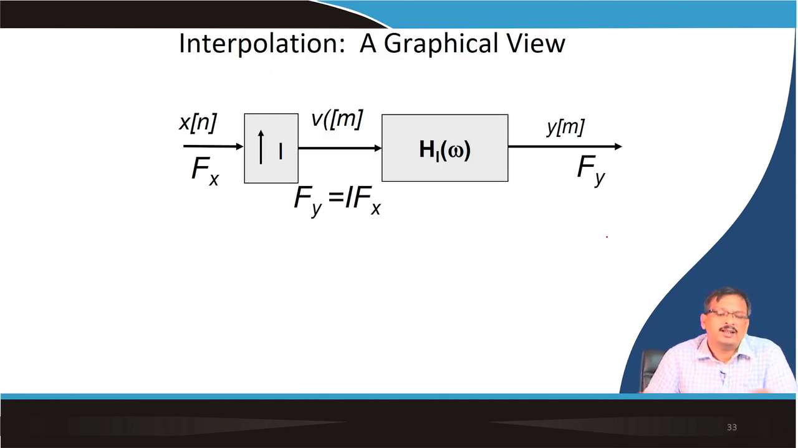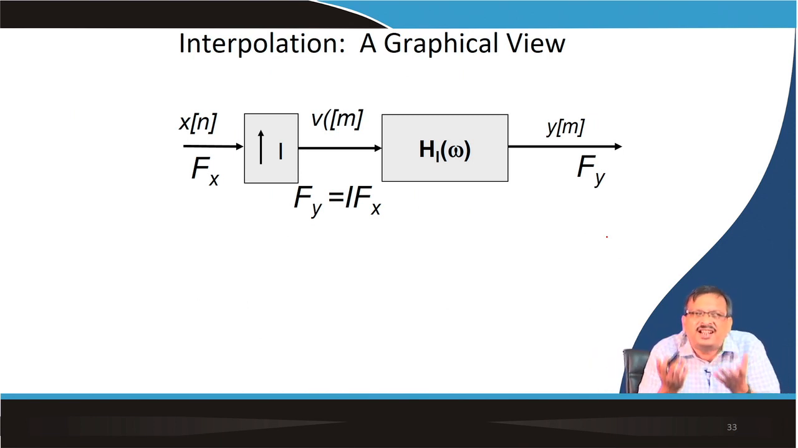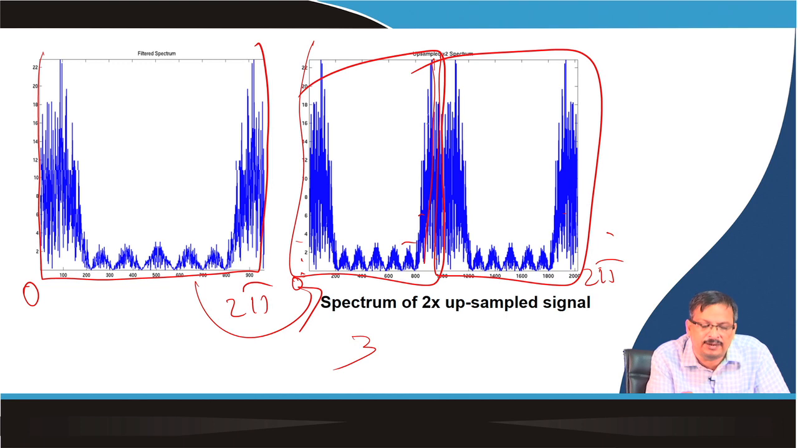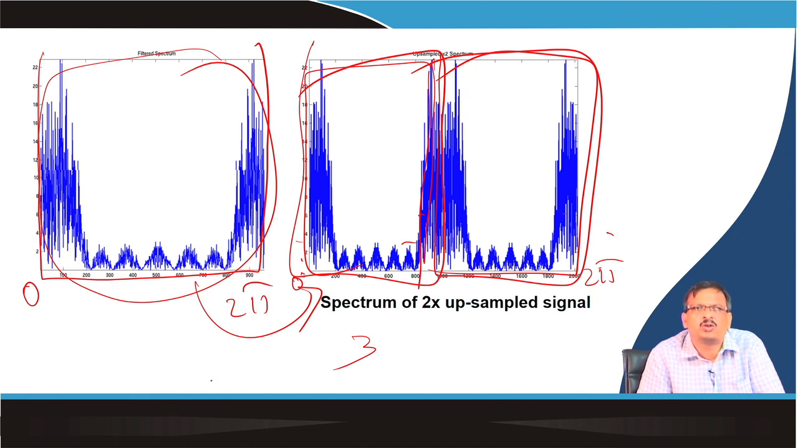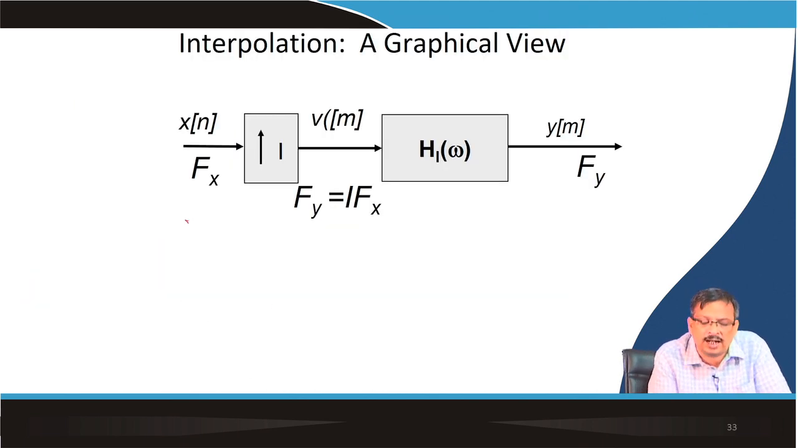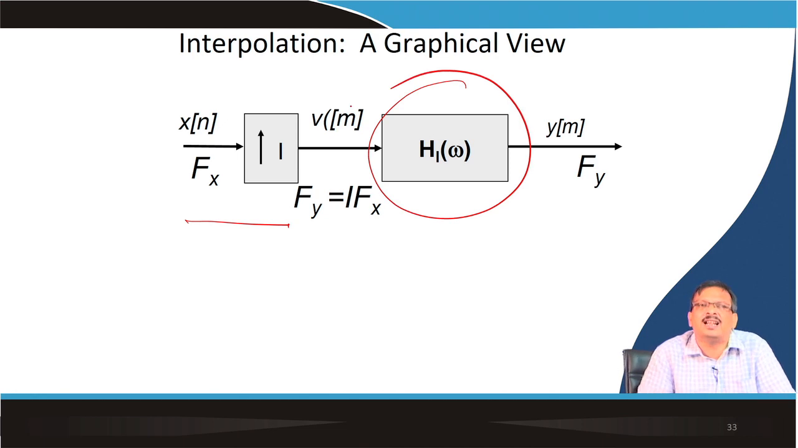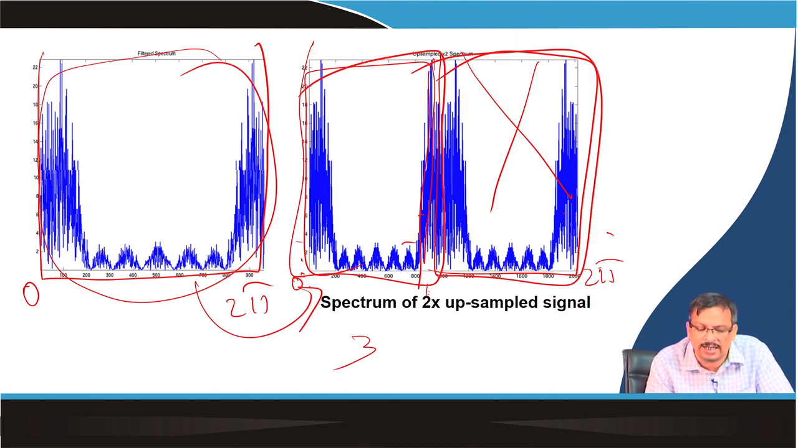So I have to analyze in the frequency domain and restrict it. That means I have a lot of images. When I upsample by 2, I am getting two images, but what I want is a single image. So somehow after upsampling I have to remove these multiple images. So after upsampling, I have to pass the signal through a low pass filter, because I am interested in 0 to pi, not in this portion.